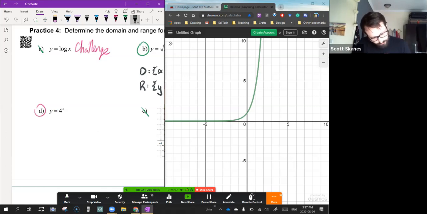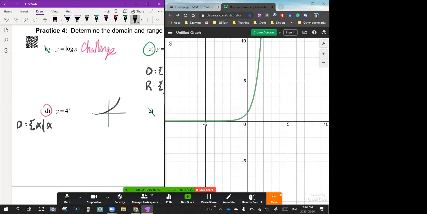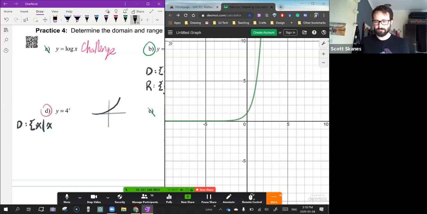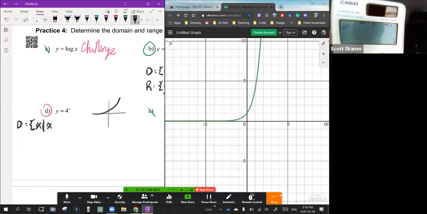In this case, domain is the set of all x values, the collection of all x values, such that x, what's my restriction on x again? Is there a restriction? Is there any x that's going to break this? My sketch looks like this. Is there anything x is not allowed to be? Above 0. Well, put in 0, 4 to the power of 0. What is it? 4 to the power of 0 gives 1. That's okay.